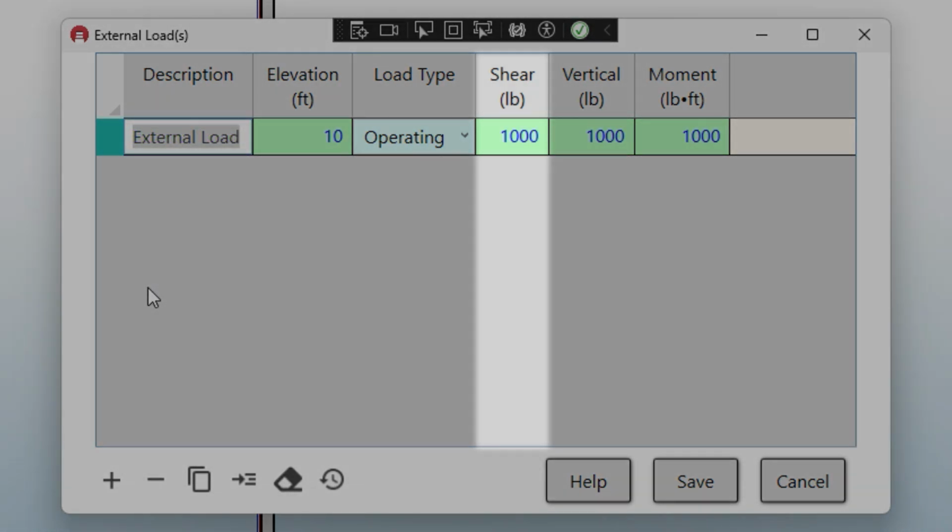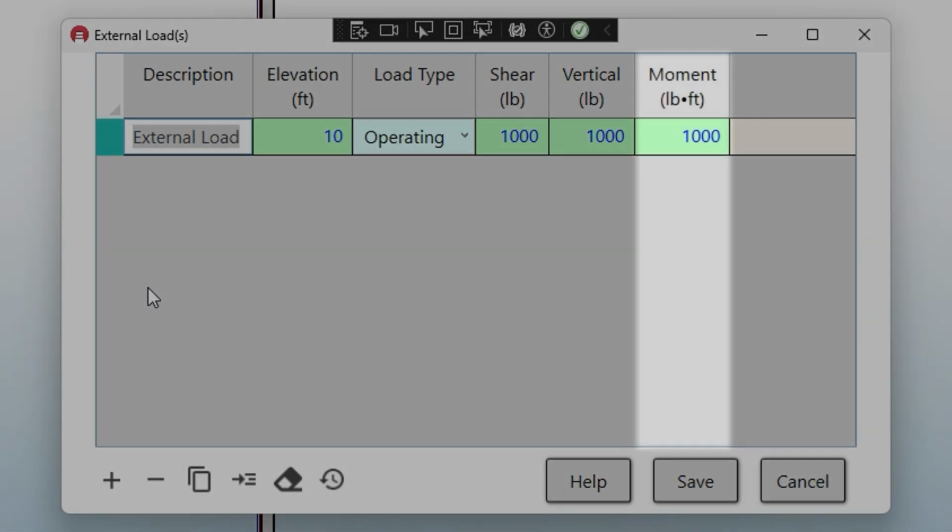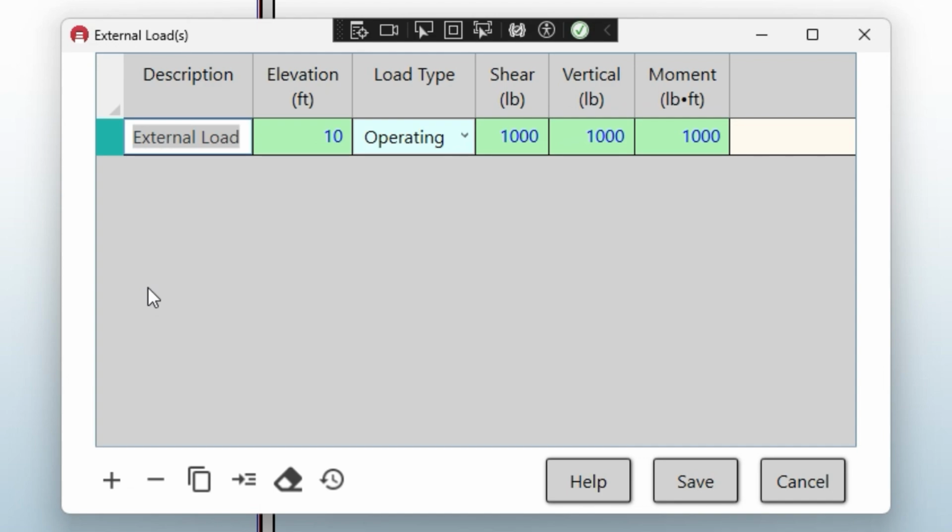The shear is the total lateral force acting on the stack. The shear is assumed to be the resultant of any forces you have in the horizontal plane, and the software will apply it in the most unfavorable direction. The vertical load is the load acting either up or down on the stack. A positive vertical load will be acting upward, and a negative will be acting downward. The moment is the resultant overturning moment acting about the horizontal axis. We ignore moment about the vertical axis, which would be torsion.